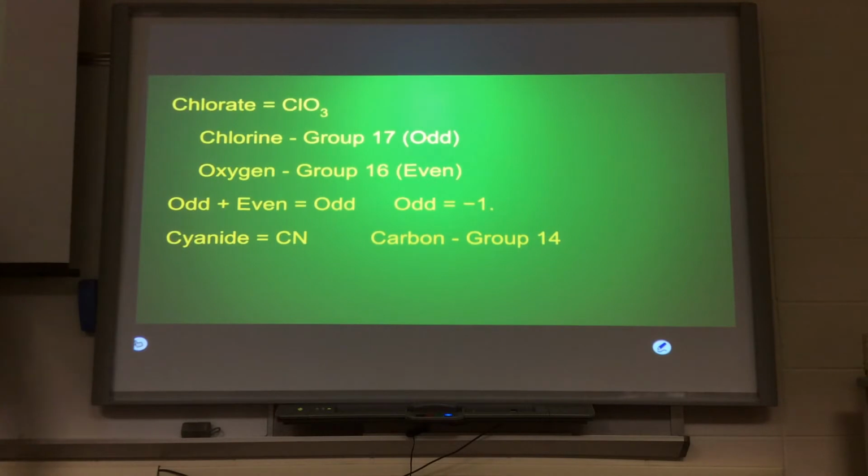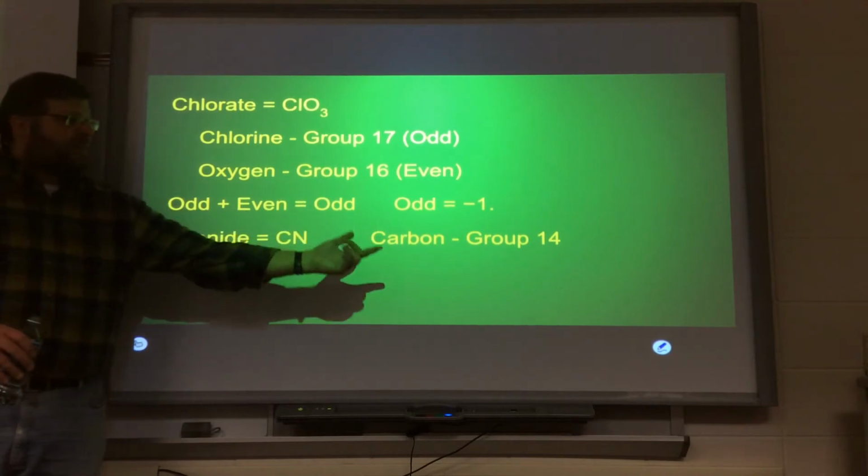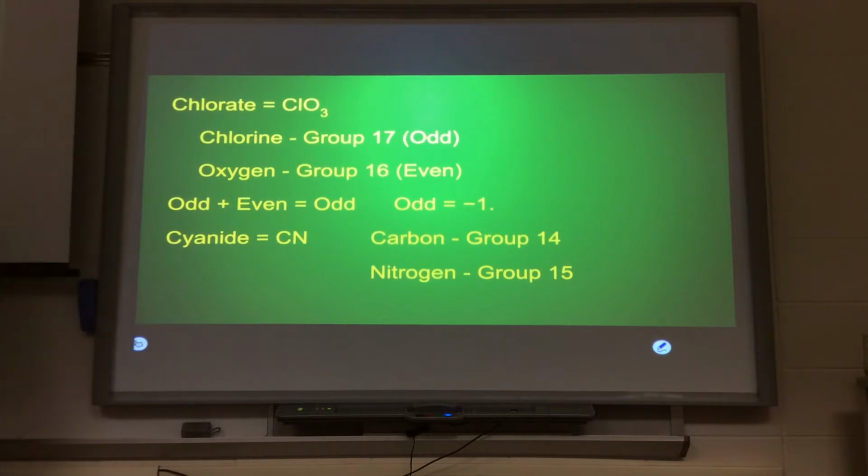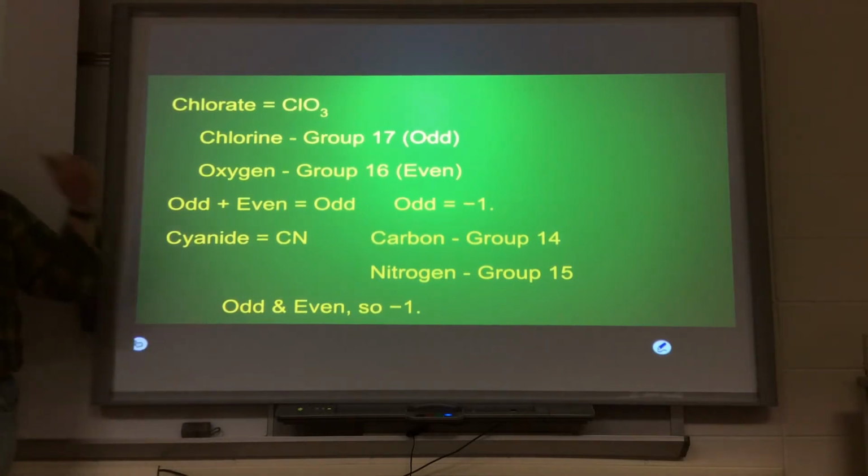Another example, cyanide. Cyanide's got carbon and nitrogen. So what's its charge going to be? Well, carbon's in group 14, that's even. Nitrogen's in group 15, which is odd. What's my charge going to be? -1, it's odd. Right, any other questions on that one?